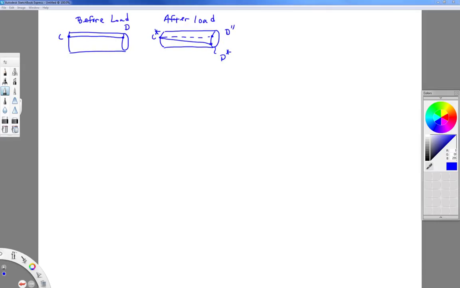All right, so let me redraw these pictures so I have them on this page. So before the load is applied, points C and D are straight across from one another. After the load is applied, both points C and D rotate. D rotates a little bit more. It goes to D star. C goes to C star. And straight across from C star is my new point. It's a fictitious point I'm going to call D double prime.